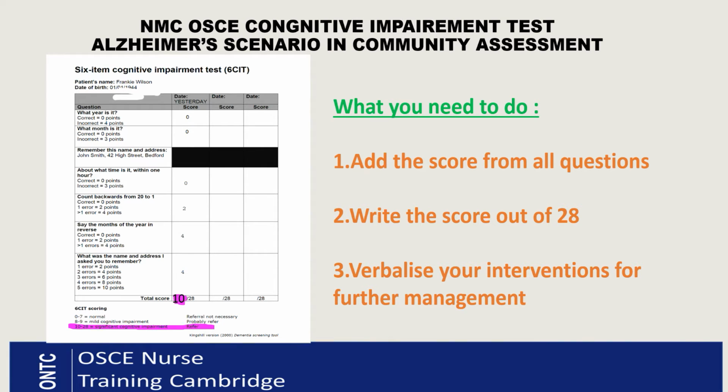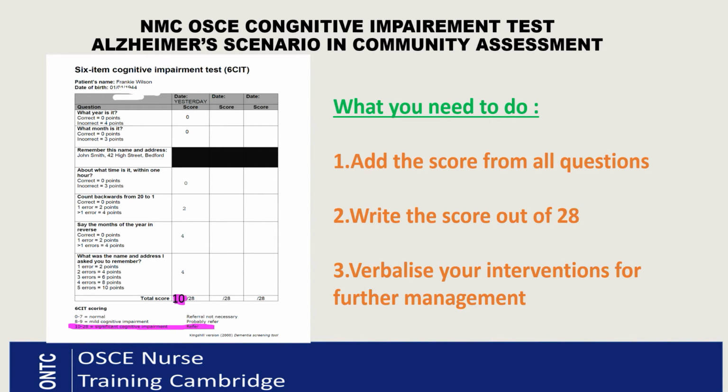So on the next screen, what you need to do with it. All you have to do is add the score, write the total score at the bottom of the column out of 28, and then verbalize your intervention. Going back, you already have an answer and a score for every question, which is already given to you. You do not ask these questions. Just to repeat, you do not ask these questions. Your briefing from the examiner will be that somebody has already asked these questions yesterday.